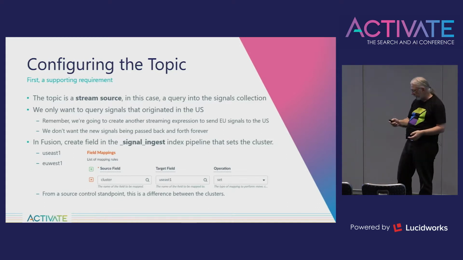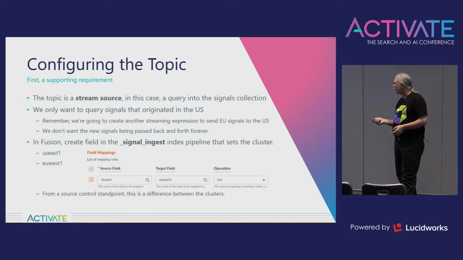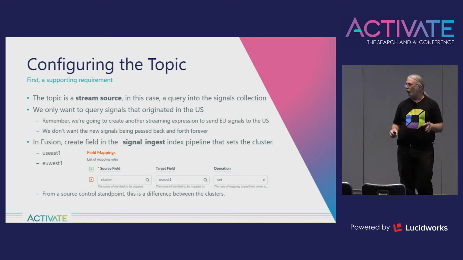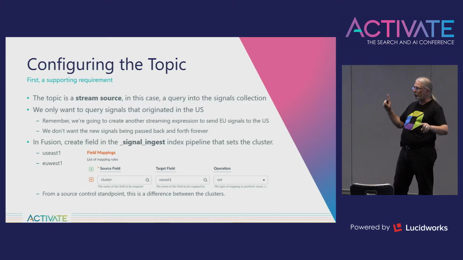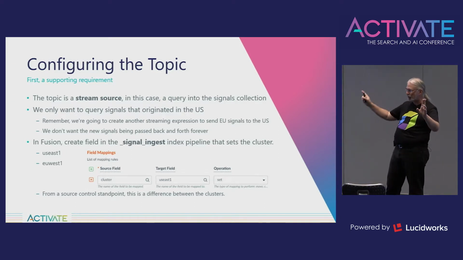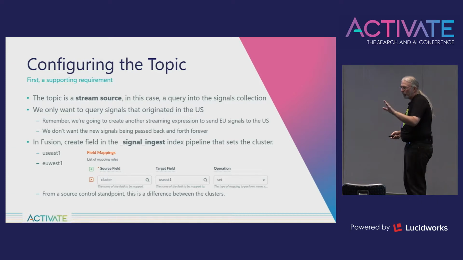So what we're going to do is, in Fusion, in the signal ingest pipeline, create a new field. When the signal comes in, we're going to add a cluster field, and we're going to set it to the name of that cluster. I used AWS region names, US East 1 and EU West 1, over here on the left. And that's a chunk of the field mapping stage where we actually set that for the US cluster. Now, again, from a source control standpoint, this is one of the differences between your Fusion apps between clusters. So you're going to have to track that.